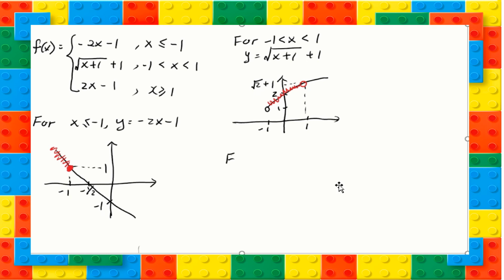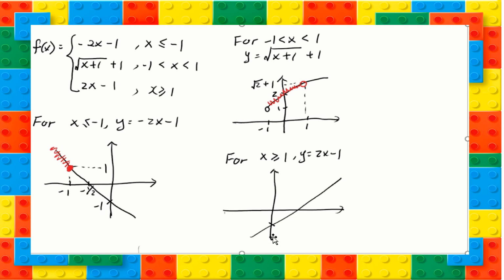Then for the last one, when x is greater than or equal to 1, y is 2x minus 1. This is also a linear straight line. So we need 2 points. When x is equal to 0, y is negative 1. When y is 0, x is 1 over 2. So the region that we need to take is x greater than 1, including x equals 1. So this is the region that we are going to take.